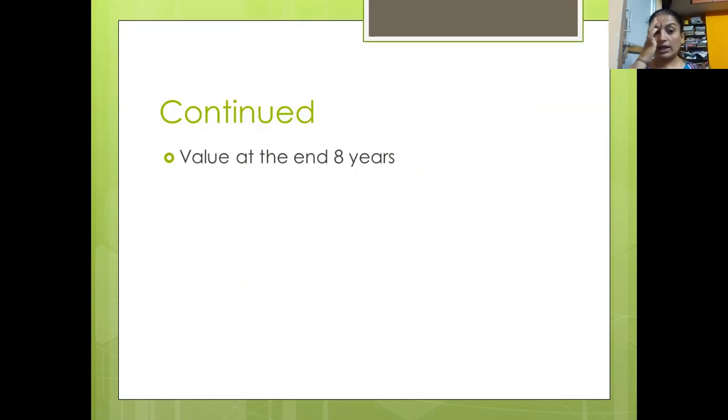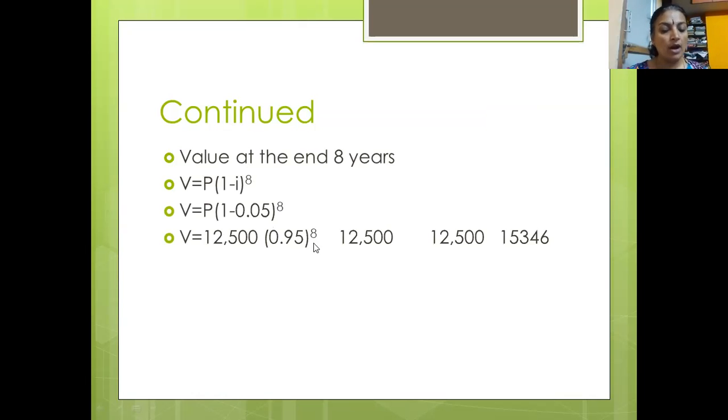And what is the second half of the problem? Value at the end of 8 years we have to calculate. That is V is equal to P times 1 minus I raised to the power of 8. That is the formula. Here what is given? 1 minus I, that is 1 minus 0.05 raised to the power of 8. So 1 minus 0.05 is nothing but 0.95. 0.95 raised to the power of 8 we can have, isn't it? Here P, what is P? That is 12,500. Here V, we have to calculate the value of V.